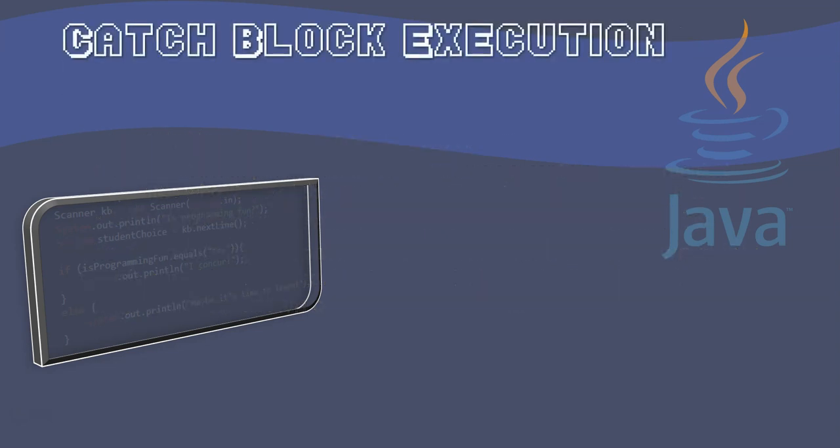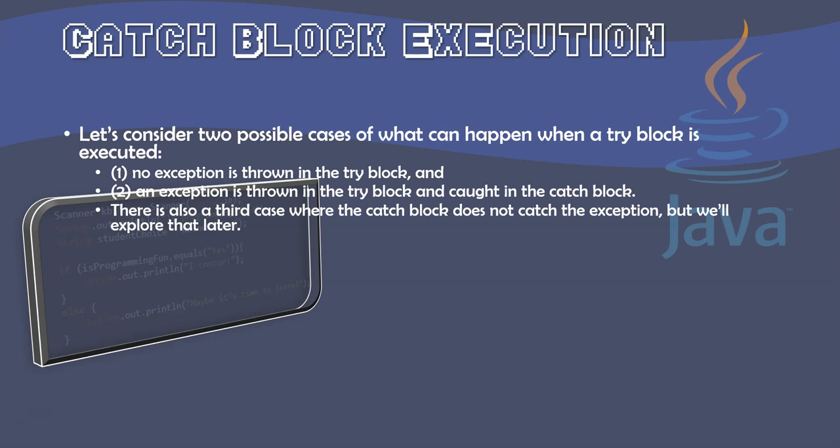Now, when we actually look at the execution of the catch block, there are two possible cases of what happens when a try block is executed. The first case, of course, is that no exception is thrown. And the second case is that we've thrown something in the try block and it's going to be caught within the catch block. Now, there is technically a third case where the catch block does not catch the exception, but we'll explore that later. So right now, we're primarily just going to focus on these two scenarios.